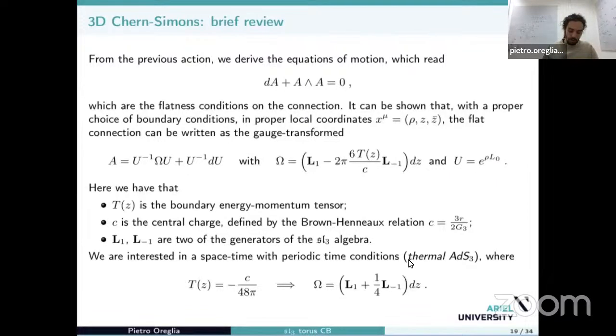Here, in the definition of this omega, T is the boundary energy-momentum tensor, and C is the central charge. It is defined by the Brown-Henneaux relation, so it is of this form here, proportional to the level K. And L1 and L-1 here are generators of the SL3 gauge algebra.